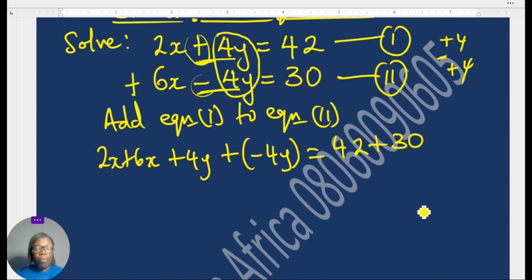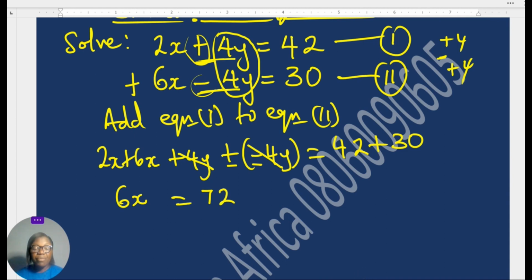2x plus 6x is 8x. Plus 4y plus minus 4y: plus times minus is minus, so that makes minus 4y. And plus 4y minus 4y will give 0. So we have eliminated the variable y. On the right, 42 plus 30 gives us 72. So right now we have something like this.